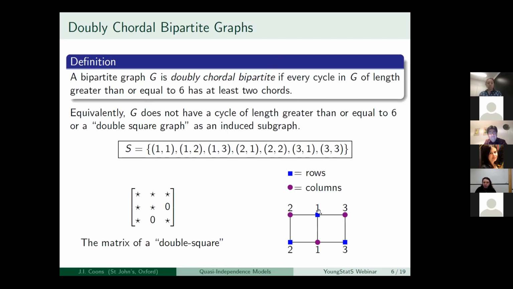A double square graph is exactly what it sounds like. It's 2 squares joined along an edge. So this would be a cycle of length 6 that only has 1 chord. And this is what its matrix would look like. So these are the forbidden induced subgraphs for a doubly chordal bipartite graph.